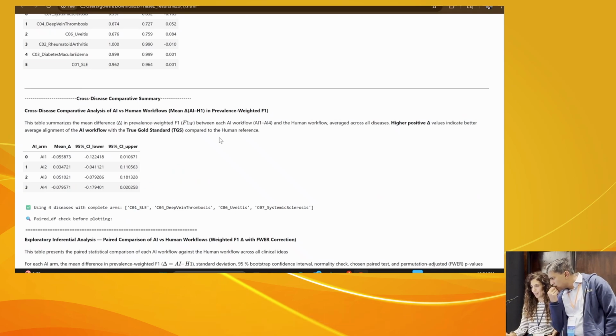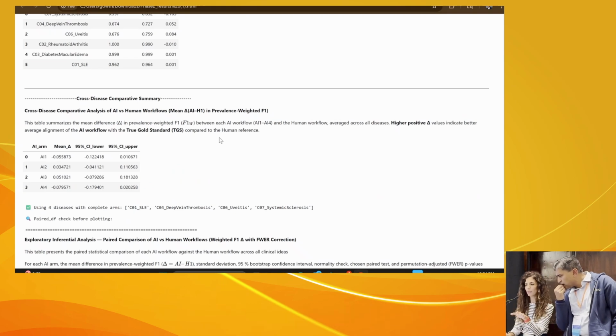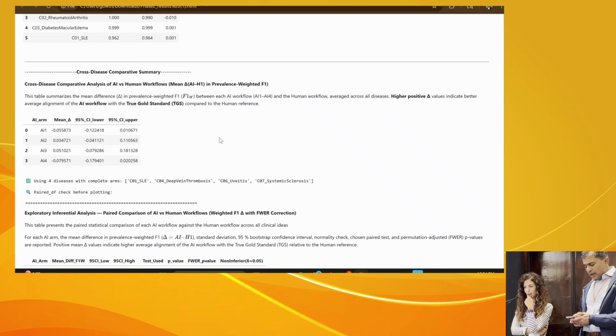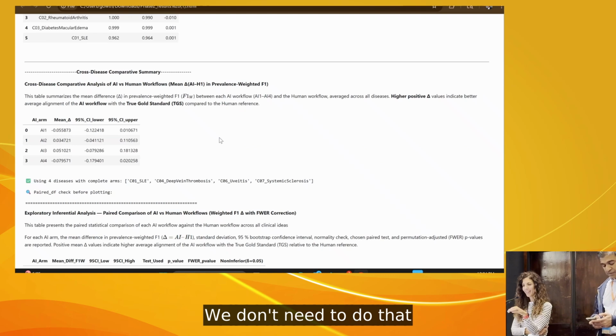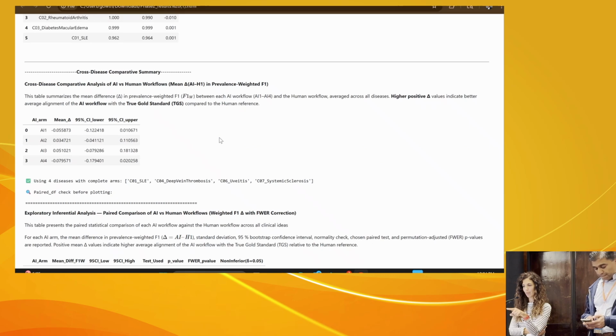But okay, let's understand this. So we have AI arm. Oh no. Sorry, I'm sorry. There's an A1, A2. So let's go back. Okay, here. So we have the unblinding key. Hold on, no. I'm going to reveal it. No, we don't need to do that. Okay, so we have A1, A2, A3, A4.